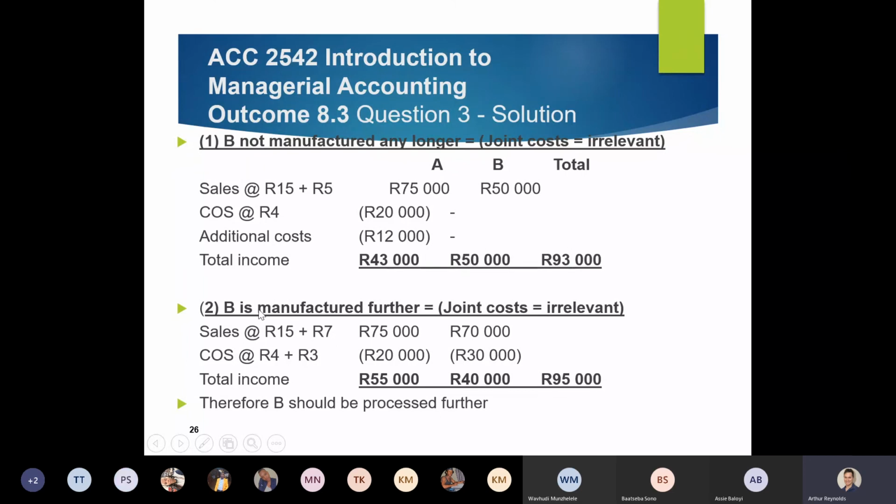If we can sell B further, we get sales of 75 and 70 because now we can sell B. It's at 7 because we can process it further as compared to 5. Then we have cost of sales of 4 and 3. The 4 and the 3, they're both after the split off point. So this gives you the total income of 95. So you can see this is 2,000 Rand more. It means B should be processed further. Any questions?